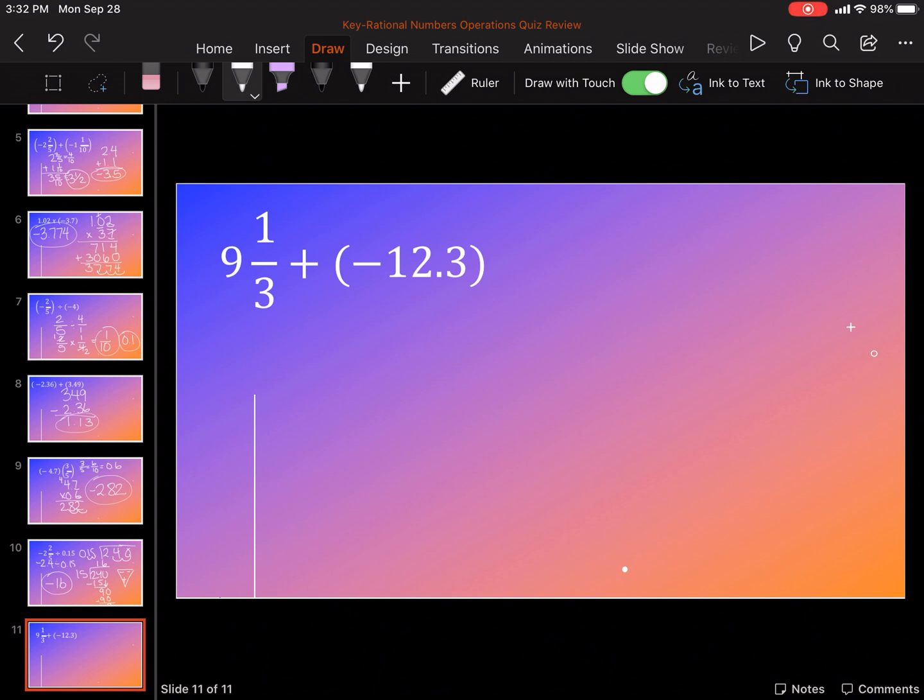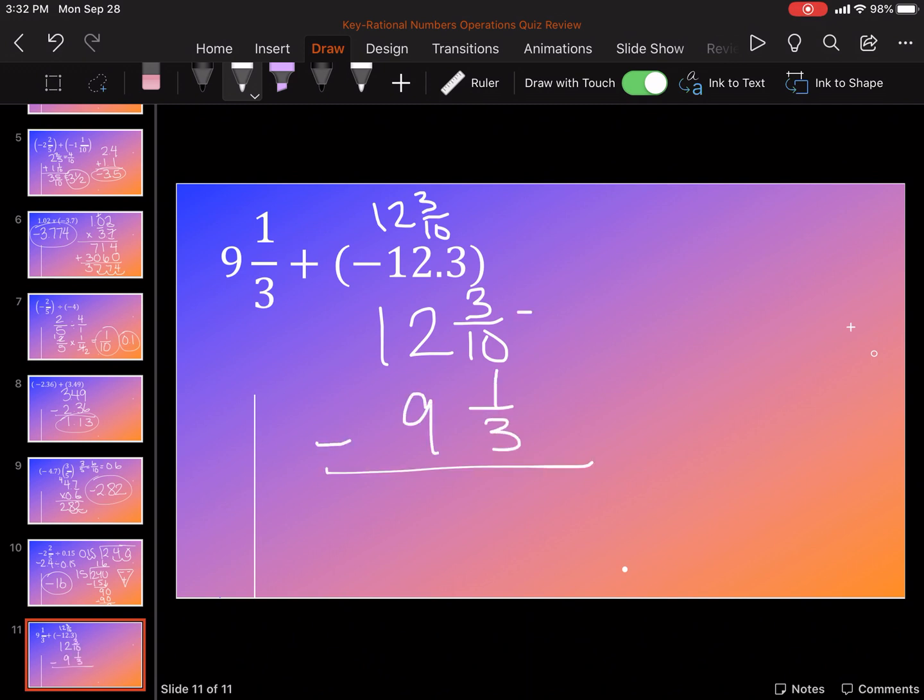So this one we definitely need to do fractions because of the third. Okay. So this is going to be 12 and 3/10. Different signs subtract. So 12 and 3/10 minus 9 and 1/3. So 9/30 and 10/30.